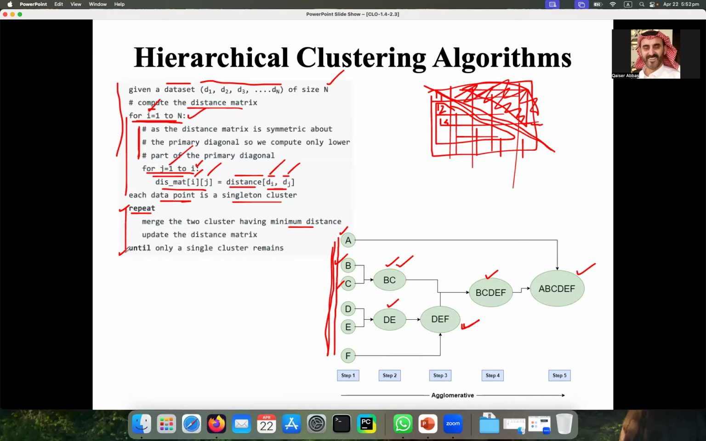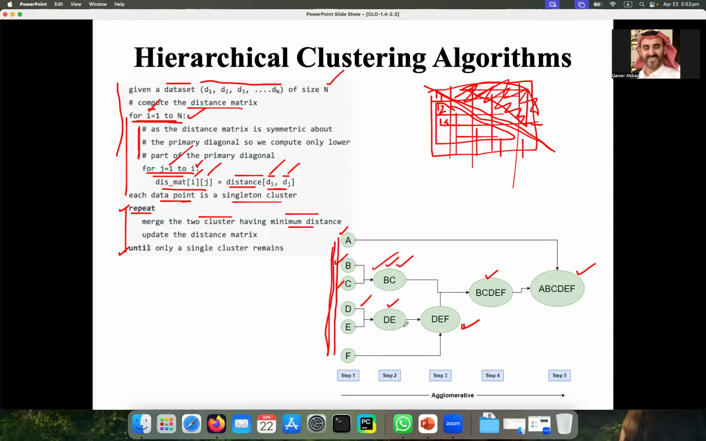Now you have another loop which will compare their distance values, and then it will merge the two clusters having the minimum distance, as you are seeing here. So these two have the minimum distance, and that's why we are merging them.